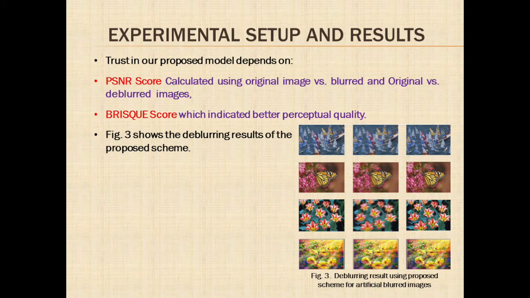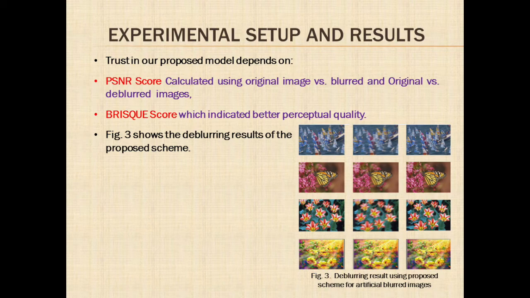The trust of our proposed scheme depends on two factors, that is PSNR and BRISQUE scores. PSNR scores were calculated and compared after deblurring for artificial blurred images, which showed how close the deblurred image was to the original image compared to the blurred image. Similarly, for real blurred images, as there is no reference or original image to compare with, we used the BRISQUE quality score to compare the perceptual quality of the image.